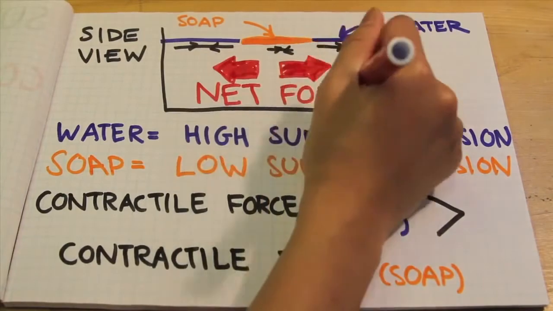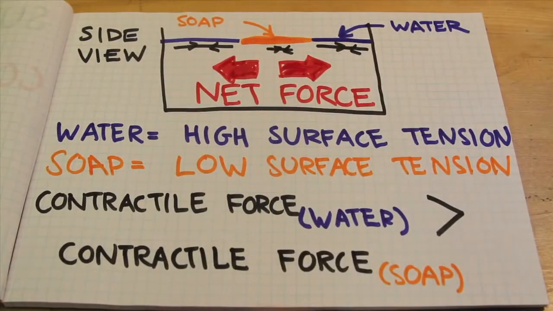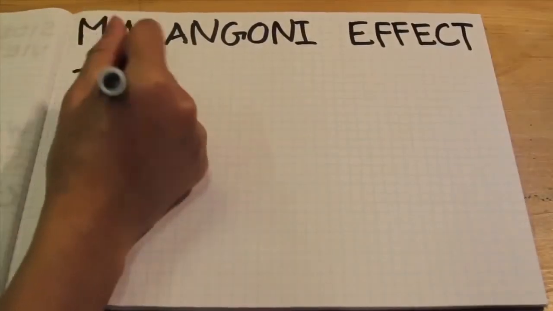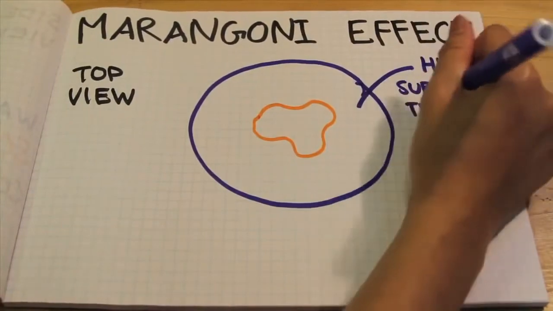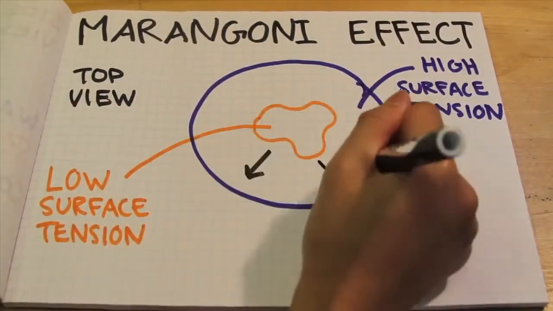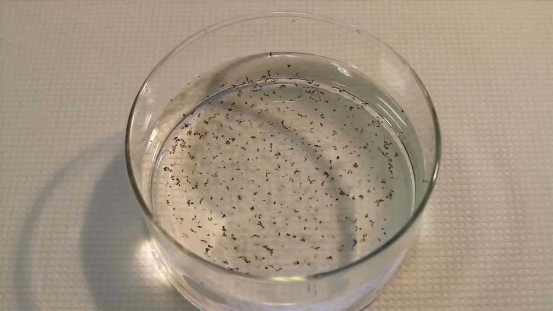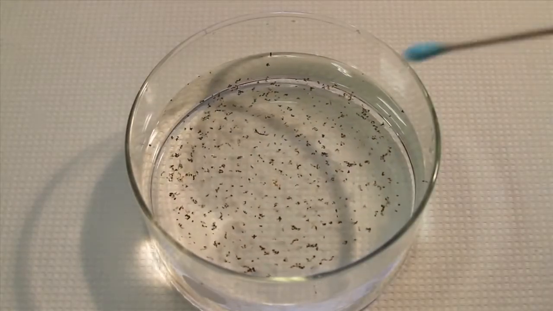This results in a net force from regions with low surface tension to regions with higher surface tension. This net force causes what is called the Marangoni effect. The Marangoni effect says that fluid will want to flow from areas of lower surface tension to areas of higher surface tension. We can see an example of the Marangoni effect by adding pepper to water.